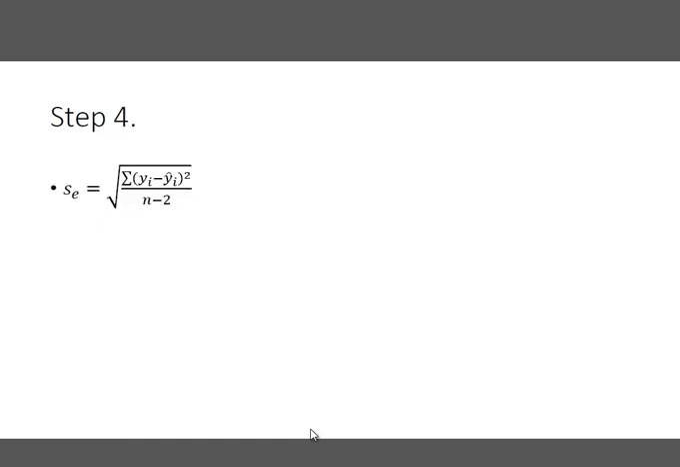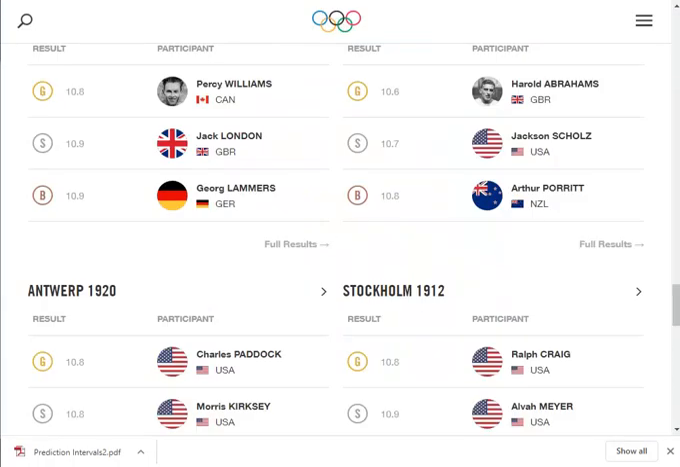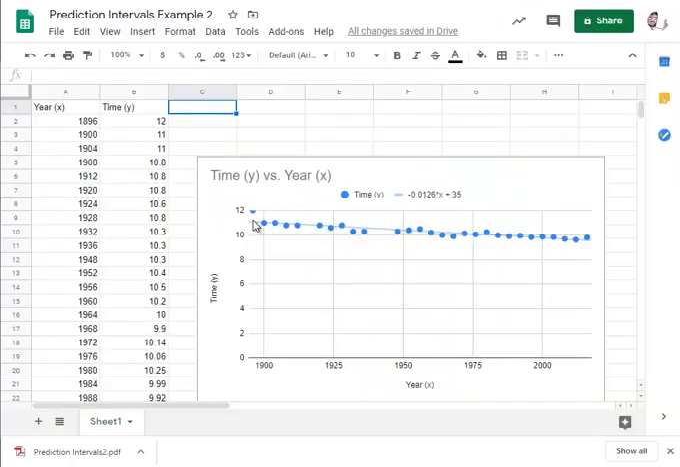Step 4 again, we are going to be summing the differences between the y and the predicted y values and squaring them. Each of those winning times, we're going to subtract where the best fit line is for each of those years. You'll notice that some of these actual winning times are further away from the best fit line, and some are closer. That's what you're doing in the standard error: looking at the differences and getting the average distance between the points and the best fit line.